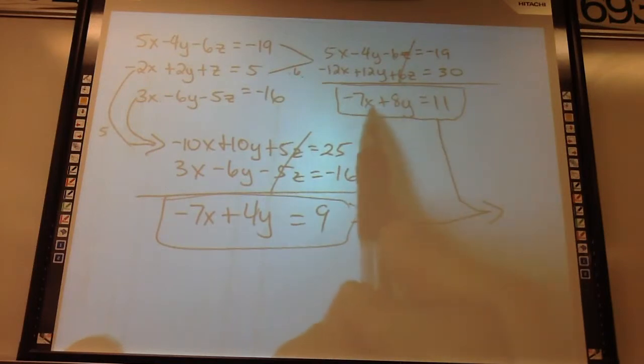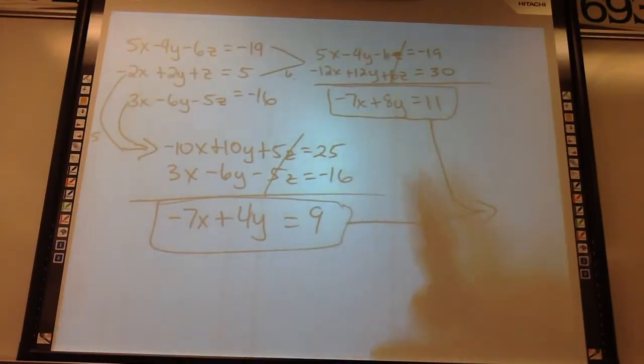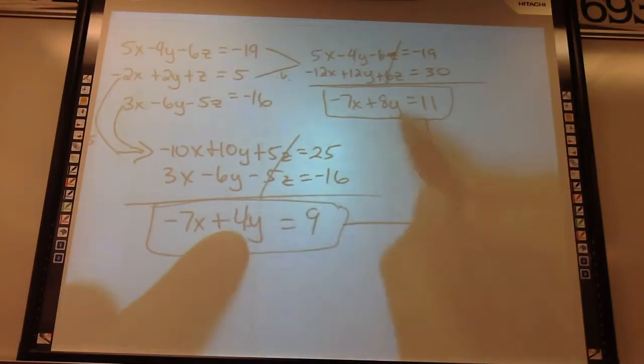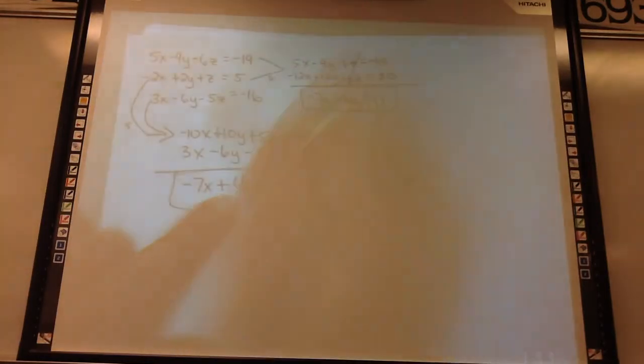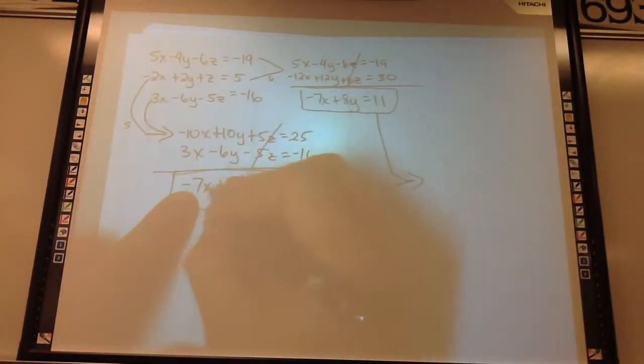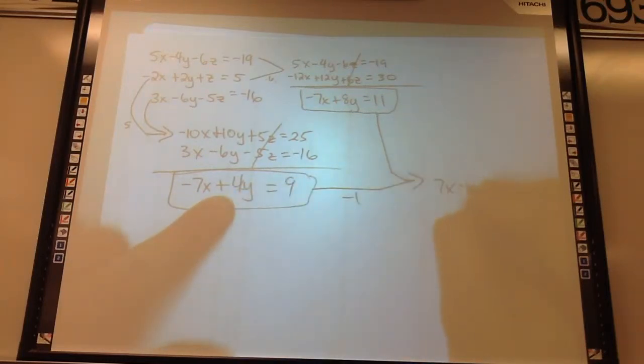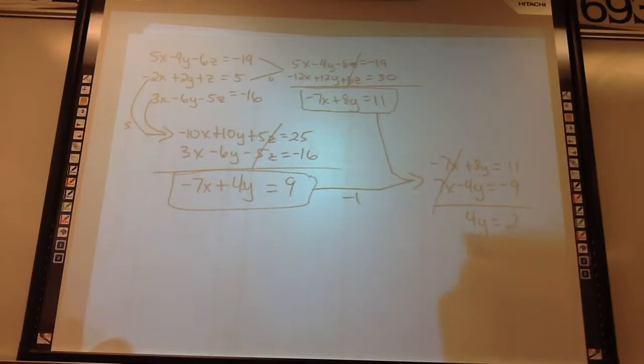We could either eliminate the y or the x pretty easily. Just do negative 1, because then we'll have negative 7 and 7. Or you could do this one times negative 2, because then you'd have 8 and negative 8. It's your choice. I'll do negative 1. So this one times negative 1 is positive 7x minus 4y equals negative 9. Bring that one down, leave it the same. Negative 7x plus 8y equals 11. Add them up, that's 0. 4y equals 2. Divide by 4, boom, we got it. Y is 1/2.